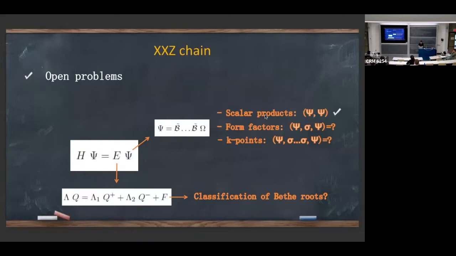The first time I wrote this slide, we didn't know how to compute the scalar product. Now, fortunately, we know how to do it, but there is lots to do. We could express it in terms of a determinant formula, but up to a small factor that we still don't know how to compute, but it's not so important. And form factors and things like that are all open problems. Also, the classification of the Bethe roots is a very difficult problem, okay?